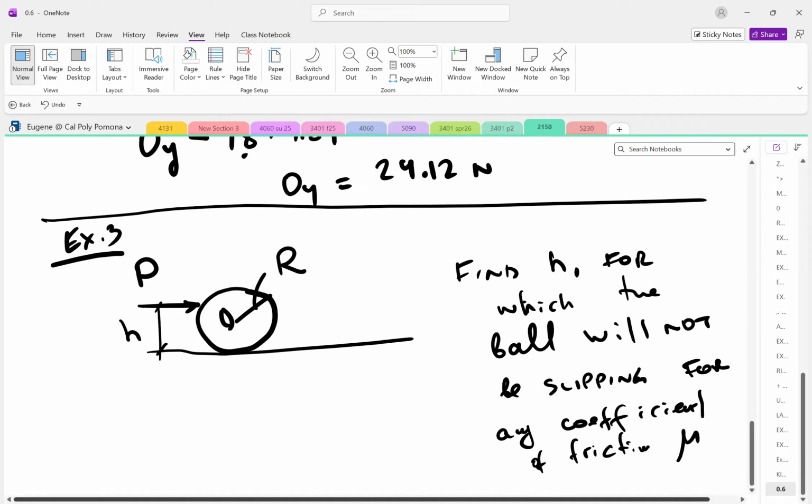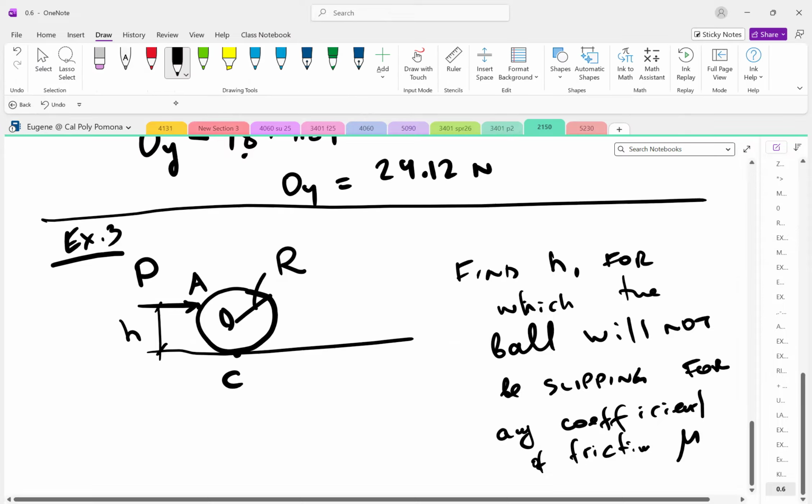O, C, A. The ball is of mass M. This is mg. This is N. And that's mu N.